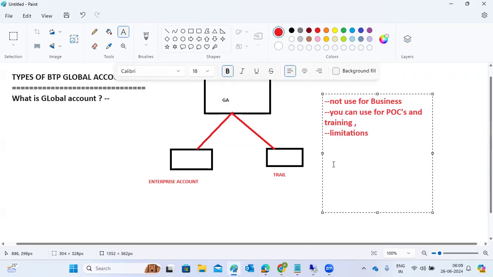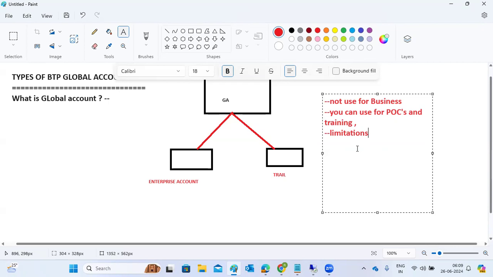Almost all functionalities are available, but some functionalities, like Cloud ALM, are not available in the free trial account. There are also some limitations for SAP HANA Cloud and HANA databases. But whatever licenses we have in the trial account, those services are available, and they are enough for our practice and training purposes. You don't need to worry about the limitations.